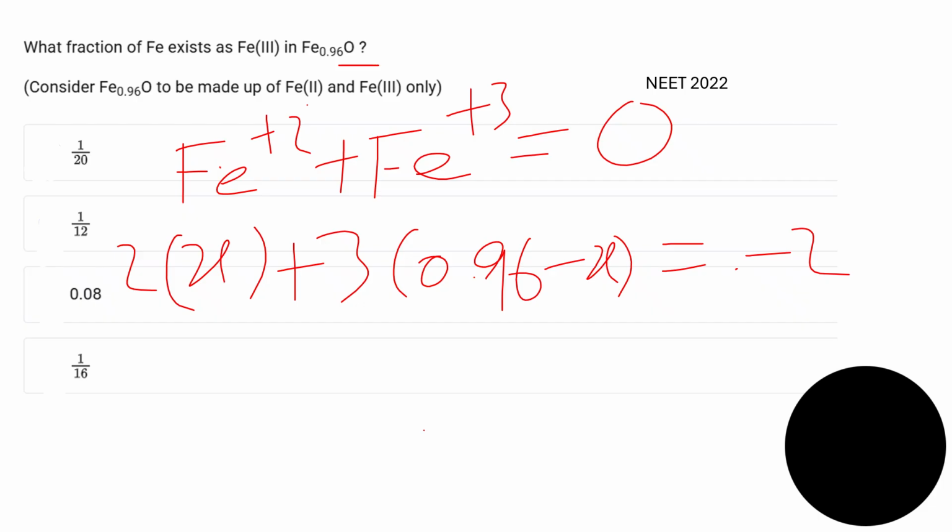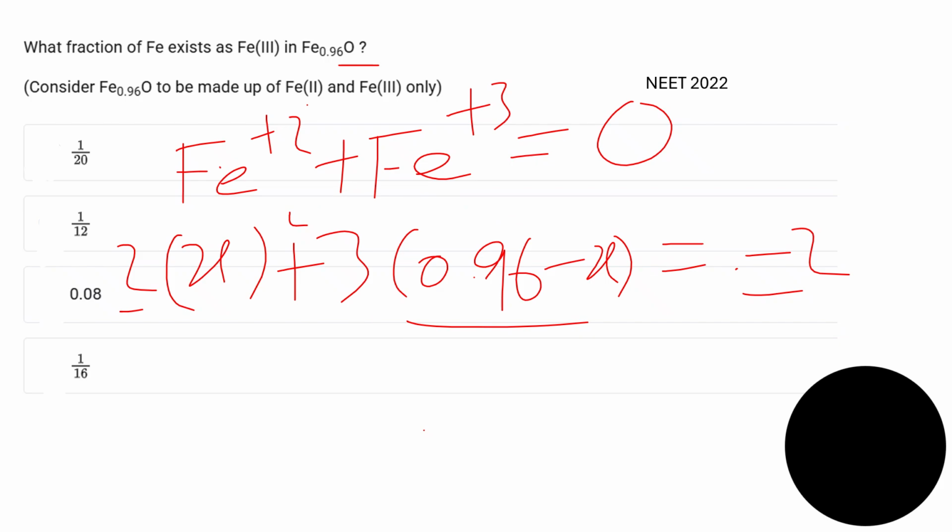Okay, right. This is very simple because Fe2+ in X times plus Fe3+ in (0.96 minus X) times satisfies the minus 2 charge. This is a statement. You can do vice versa: X can go here, 0.96 can go there. It is based on convenience. That's it. Okay. This is a statement.